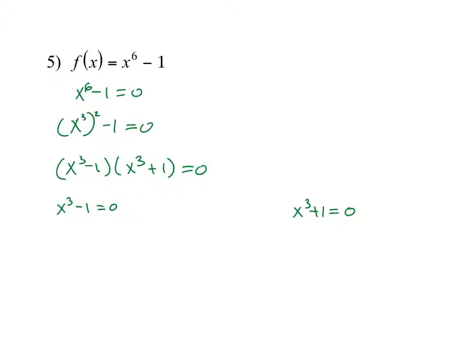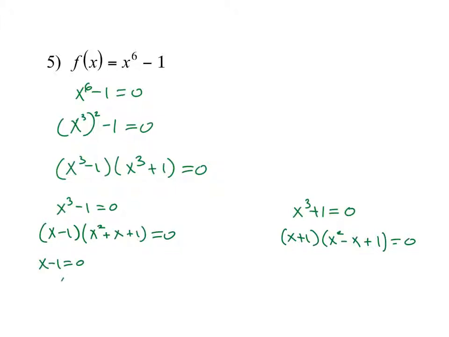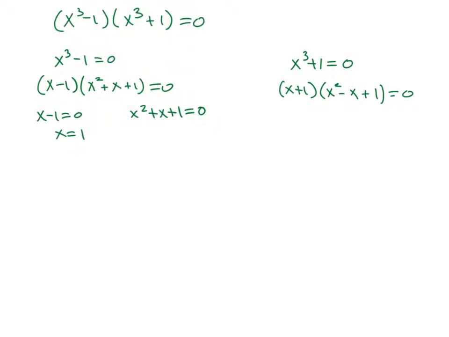So I can rewrite this one as (x minus 1) times (the first one squared, plus the first one times the second one, so x times 1 is x, plus the second one squared) equals 0. Here I have (x plus 1) times (the first one squared, minus the first one times the second one, so x minus x, plus the second one squared, so 1) equals 0. So x minus 1 equals 0, x equals 1, x squared plus x plus 1 equals 0, right? So right now, again, I have to use my quadratic formula.